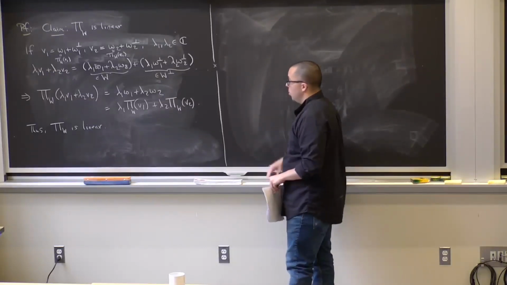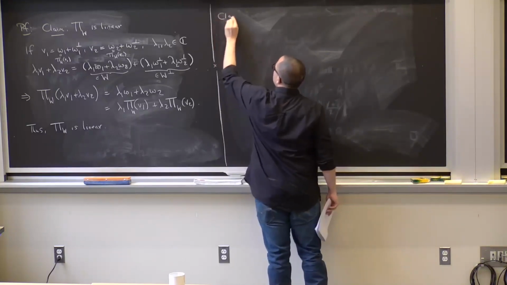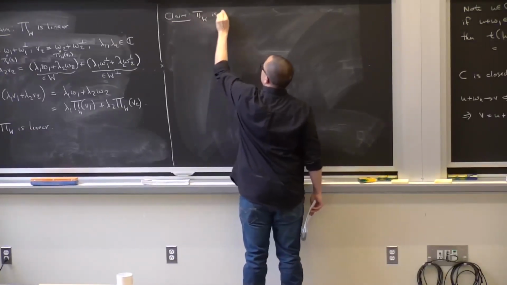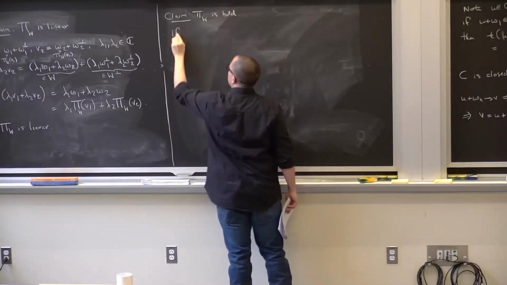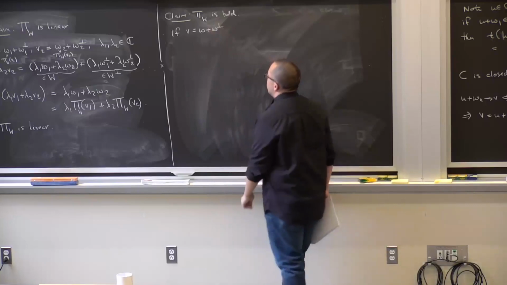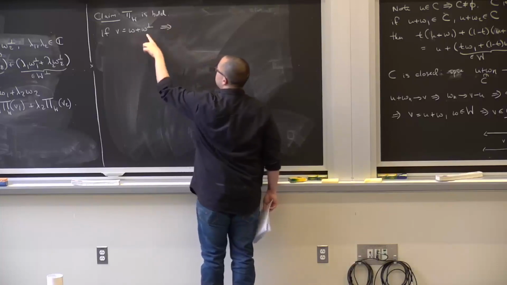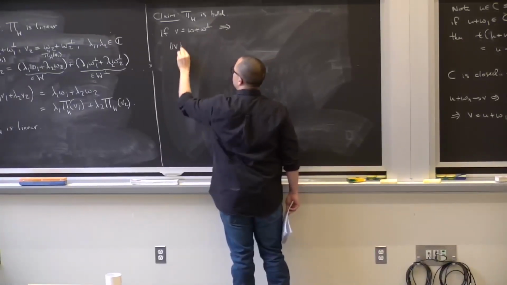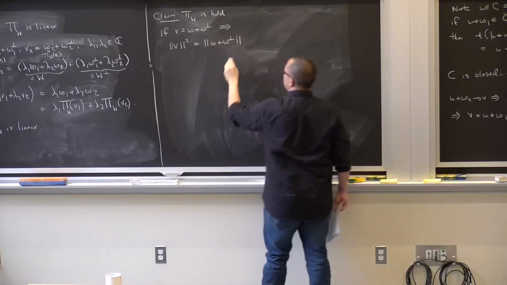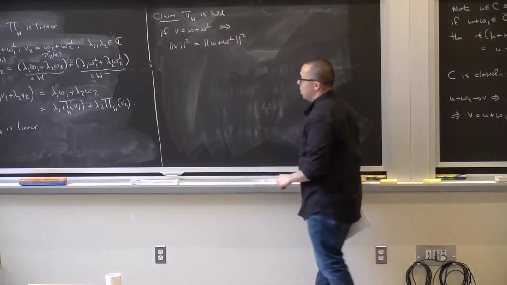Okay, so it's linear. Why is it bounded? Now pi is bounded. V is equal to W plus W perp. W is, again, equal to pi of V. Then because these two things are orthogonal, I get that norm of V squared is equal to norm of W plus W perp squared. And now what do I pick up? I pick up the norm of W squared plus norm of W perp squared.